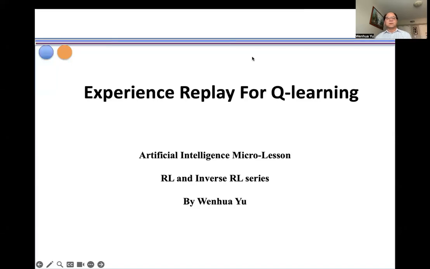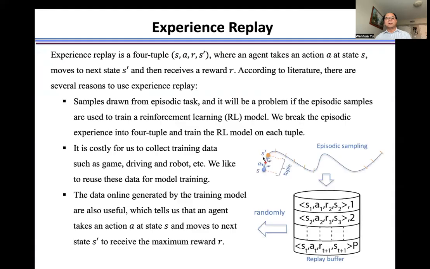Now I introduce the experience replay for Q-learning. Experience replay is a table, including the current state and the action taken at the current state, and then the agent moves from its current state to the next state and receives the reward R. In Q-learning, we use the experience replay in this way.